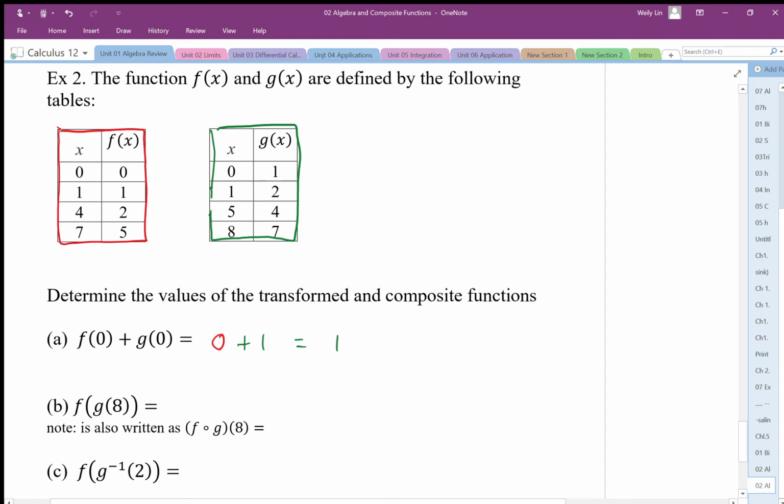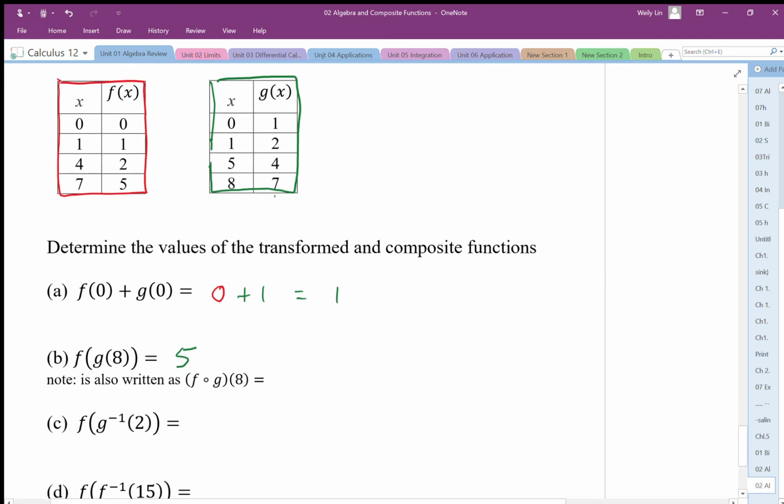F of g of 8, that means the inside is g, so I've got to start with my inside. G of 8 is 7, and then I've got to use this 7 as the input for my outside function f, so I end up with f of g of 8 equals 5. Again, make sure you understand how this flows through there.